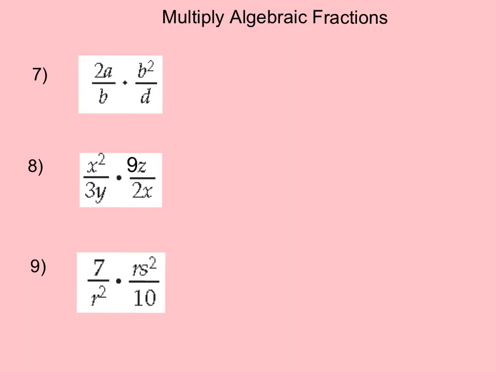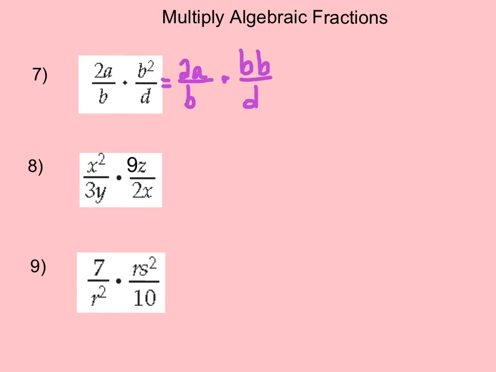Okay, last thing that we have to talk about today is how to multiply algebraic fractions. So here we have fractions that have variables and numbers. What we're going to do is do this the same way we were doing regular fractions. If you notice, all 3 of these problems have exponents. So what I would recommend that you do first is take out the exponents and expand. So what I mean is on this first one, we're going to write it as 2a over b times bb over d.